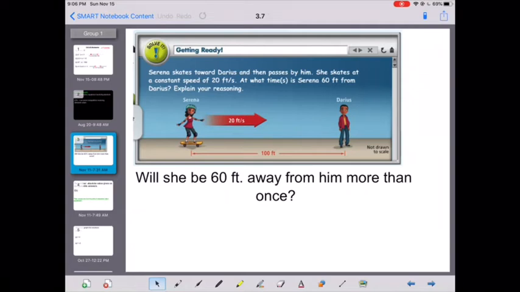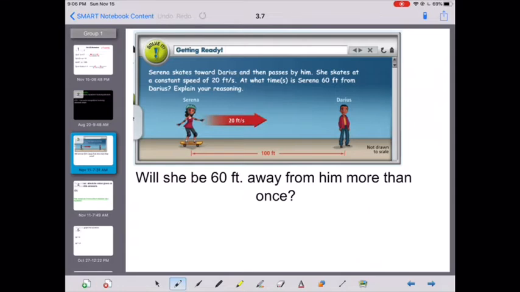I know that you guys don't have this one, and we don't always do it, but this one today is pretty important just to help you understand the concept. So Serena skates toward Darius and then passes by him. She skates at a constant speed of 20 feet per second. At what time is Serena 60 feet from Darius? And explain your reasoning. Then there's this question down here to help make you think: will she be 60 feet away from him more than once?